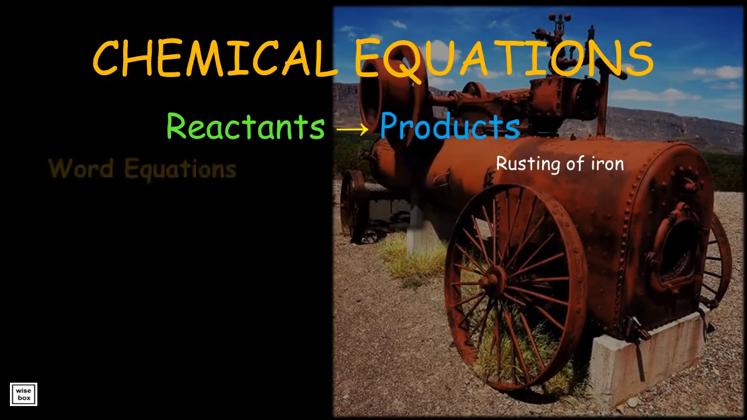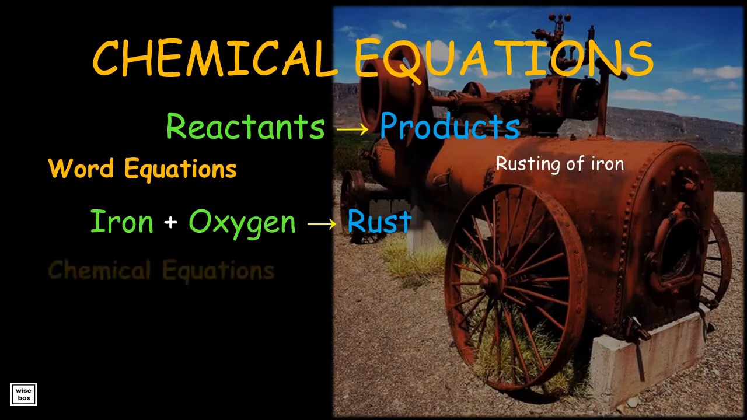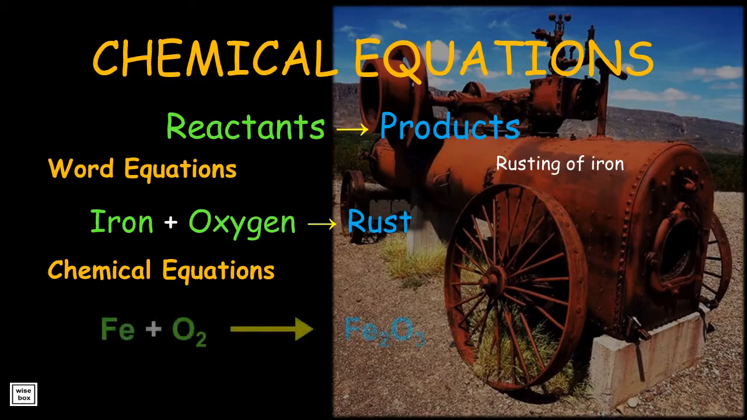Another one. Here's the word equation we used for rusting of iron. That can be converted to a shorter version. The chemical equation for rusting of iron.